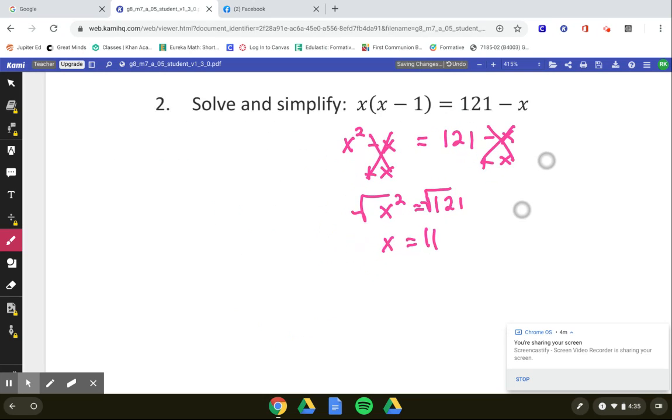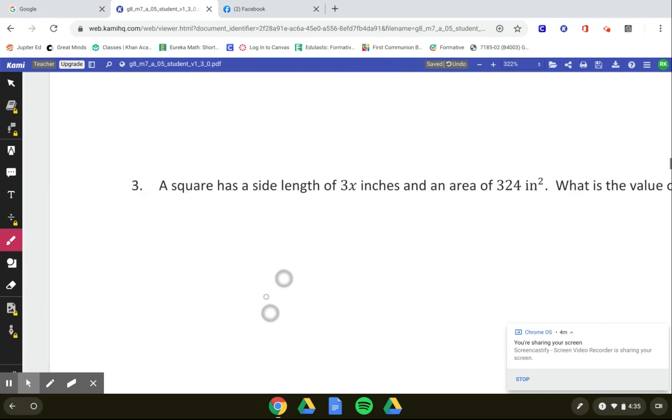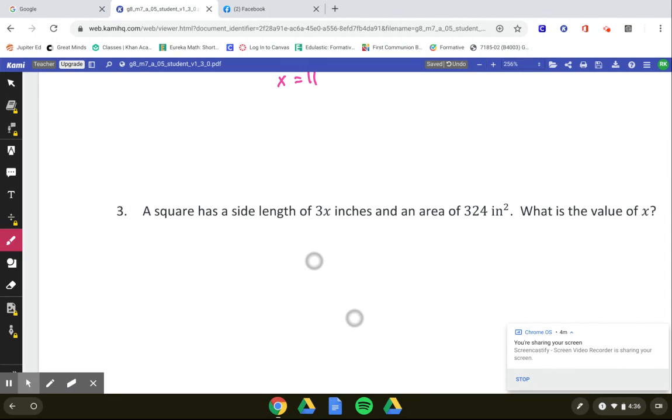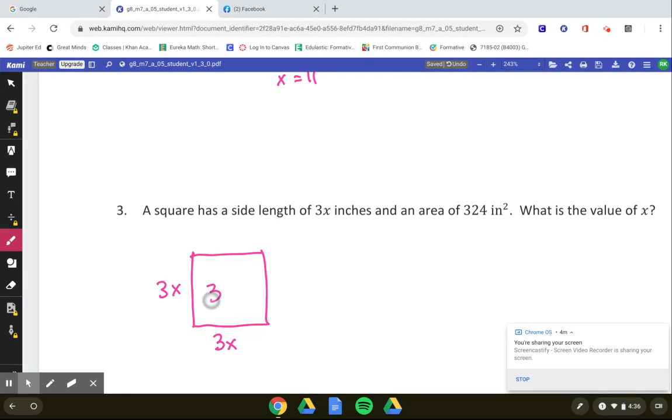Okay. Now, a little bit more, same basic process, but we're going to look at this question as a whole. A square has side lengths of 3x and an area of 324 inches squared. So this is 3x and this is 3x, and then on the inside, we have 324 inches squared. We know the formula for the area of a square is length times width. So we have 3x times 3x. If we multiply 3x times 3x, we get 9x squared. And we know that equals 324 inches squared.